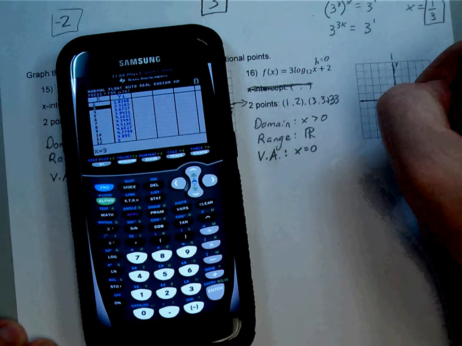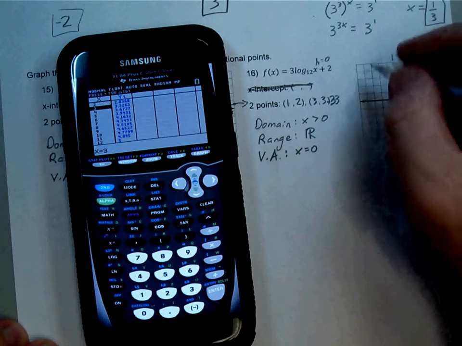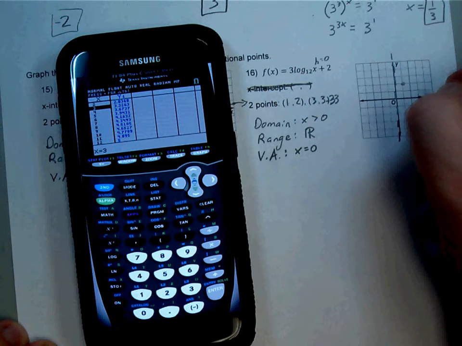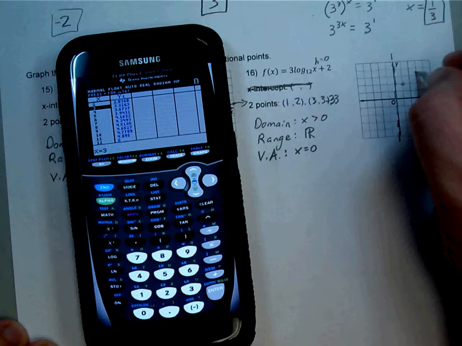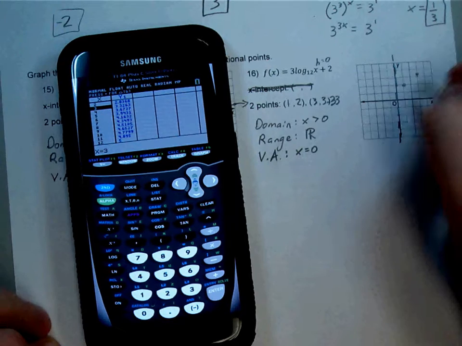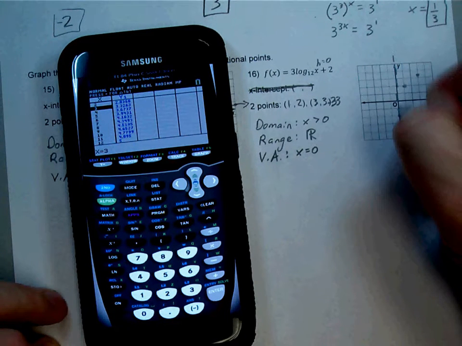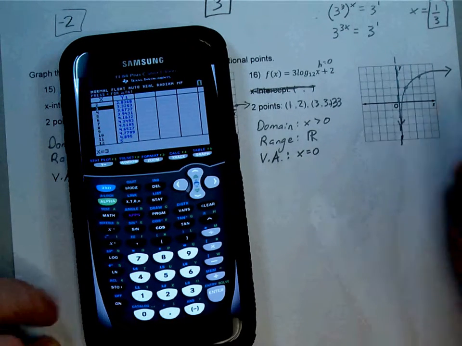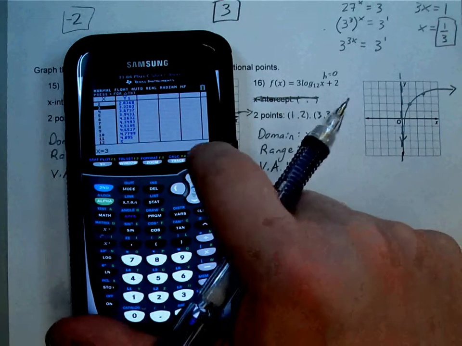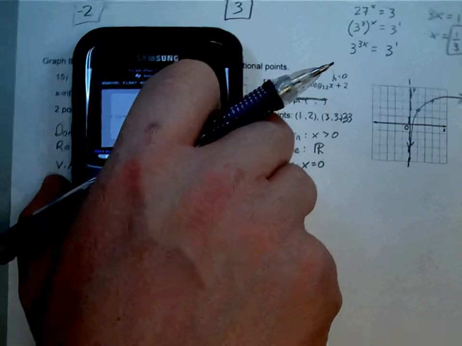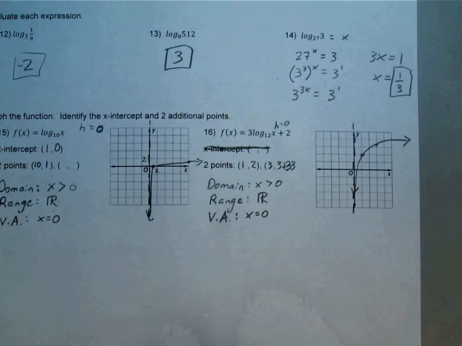So asymptote, x equals 0. We have a point at 1, 2, and then at 3, 3 and about a third. Okay, so I see it's rising from left to right, so follow that asymptote, curve up, hit those points, continue kind of leveling out. And it gives me that picture. If I hit my graph, we'll see if it looks about like that. Sure, it looks good. It's zoomed out more than mine, but it seems reasonable. All right, and that's the end of the worksheet. Thanks for watching.